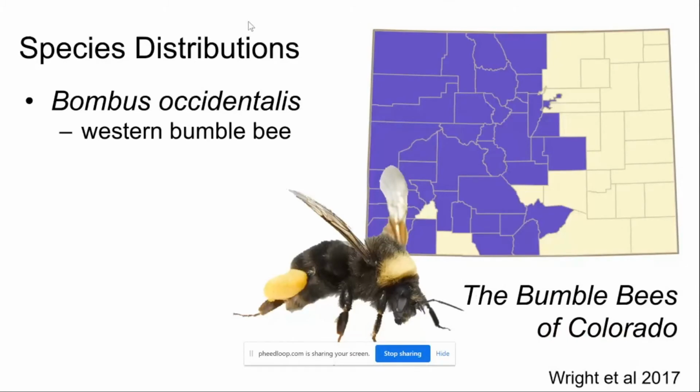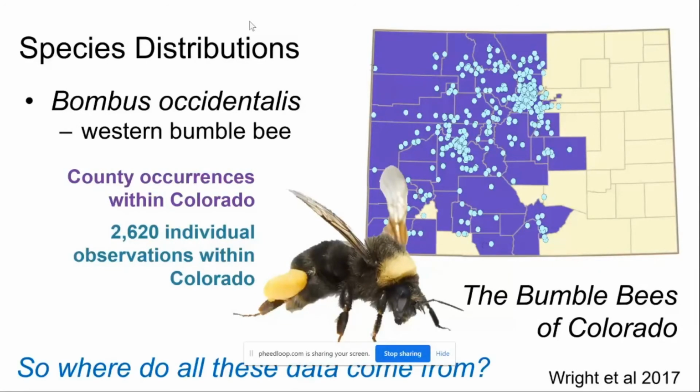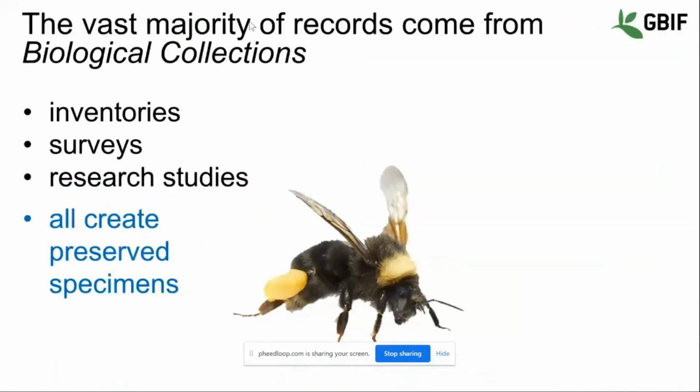We have a similar stylized map for Colorado from Wright et al., the bumblebees of Colorado. Here you can see these purple colors just correspond to county occurrences in Colorado. So any county where this bee has been found to occur. But this again doesn't tell you anything about how abundant they were. Those county occurrences are based on individual specimen records. There's 2,600 that I could find records for Bombus occidentalis in Colorado, and you can see that they're quite spaced out all over those counties, and they're not very dense in all places. And so this data is really hard to come by, and yet we have a good amount of it.